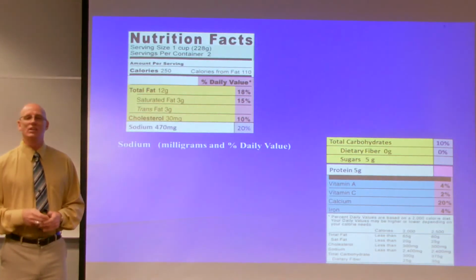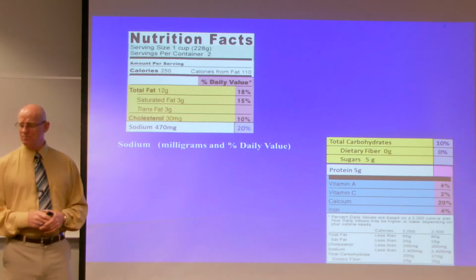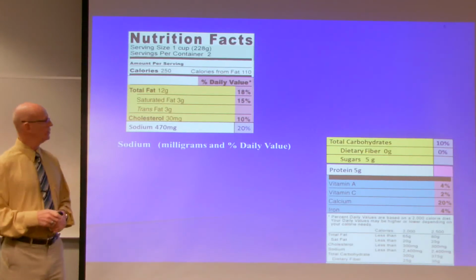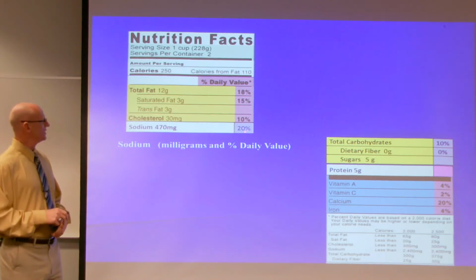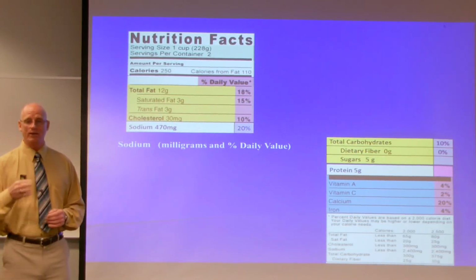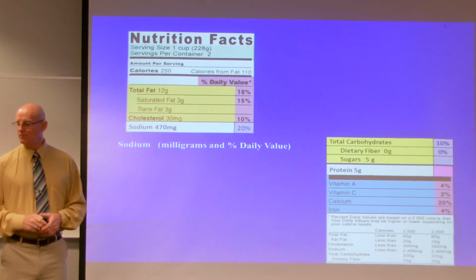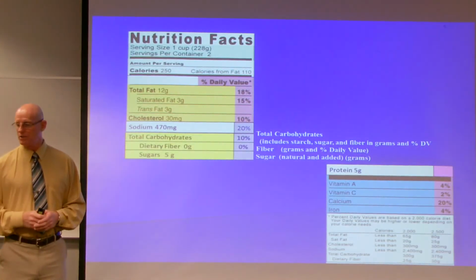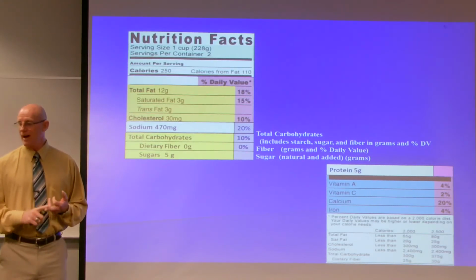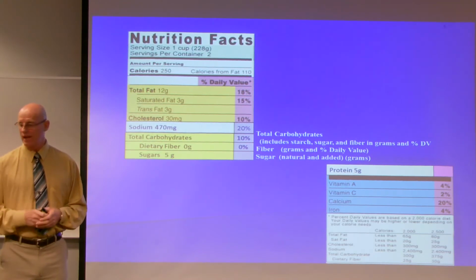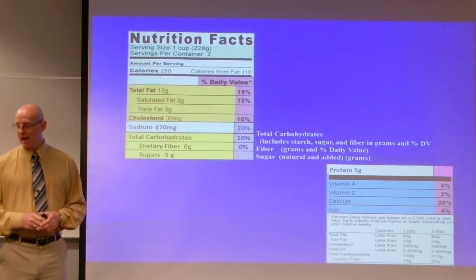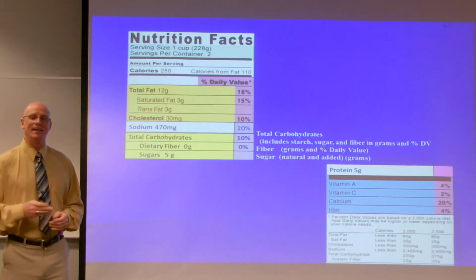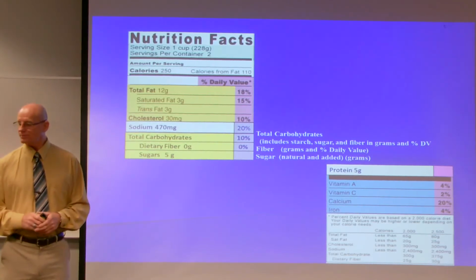The next small section is sodium, and that is in milligrams and percent daily value. So we'll show you the milligrams and its percent daily value. We'll go over how to calculate these in a few seconds. The next section is the carbohydrates. It's composed of the total carbohydrates, which includes the starch, sugars, and fiber, and it's in grams and percent daily values. And it has dietary fiber, which is in grams and percent daily values, and the sugars, which includes the natural sugars and any added sugars in the package.